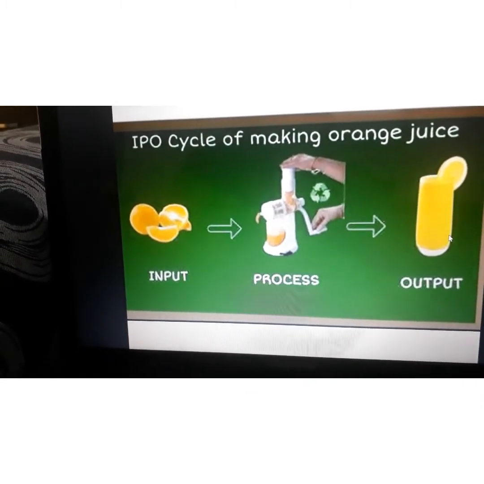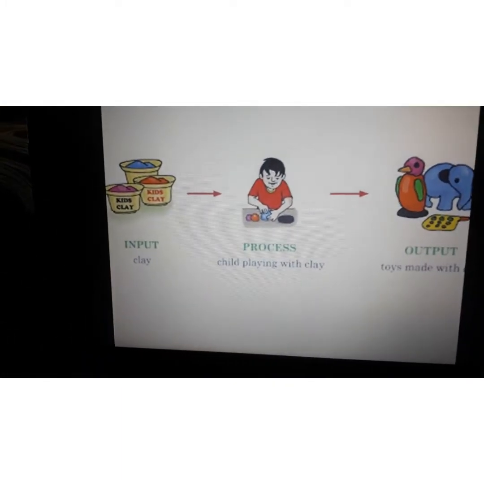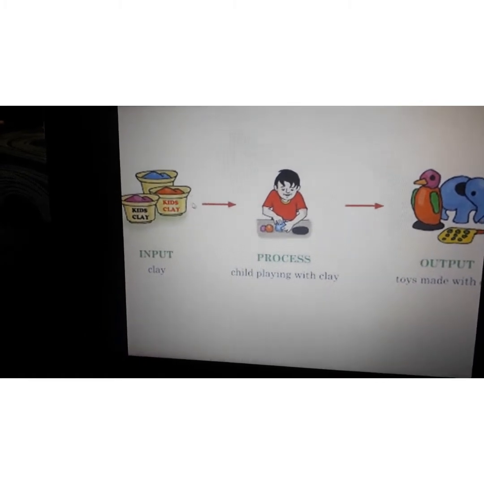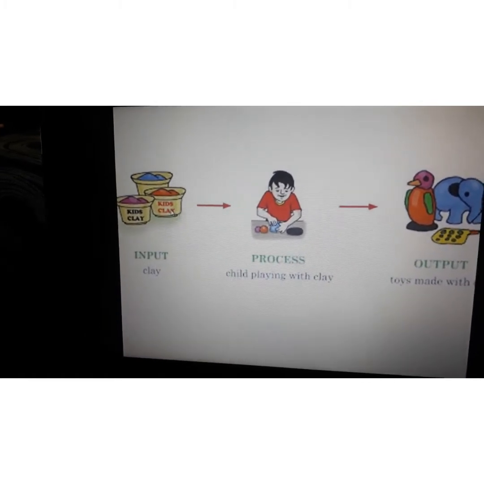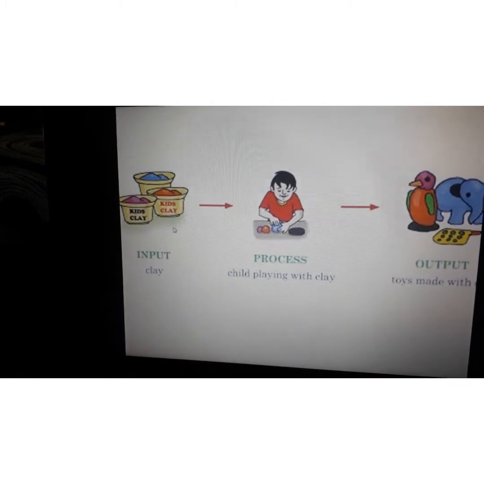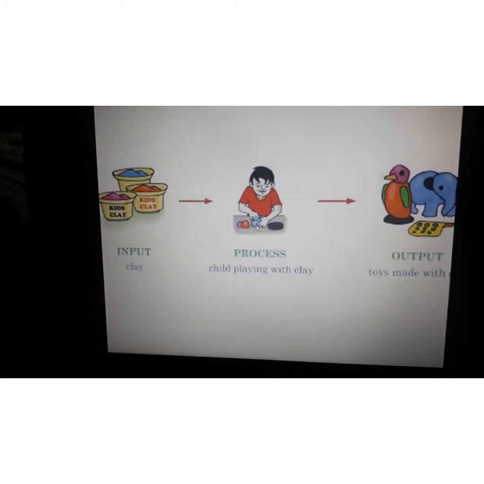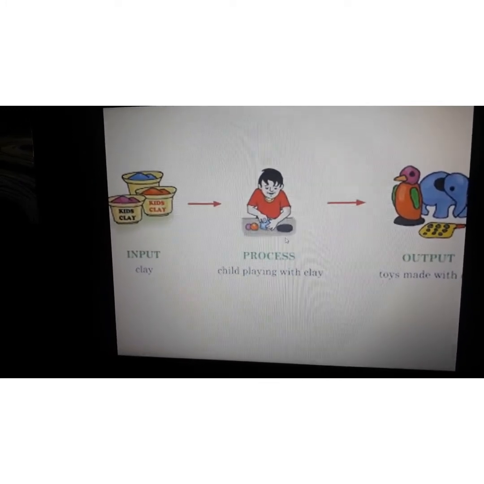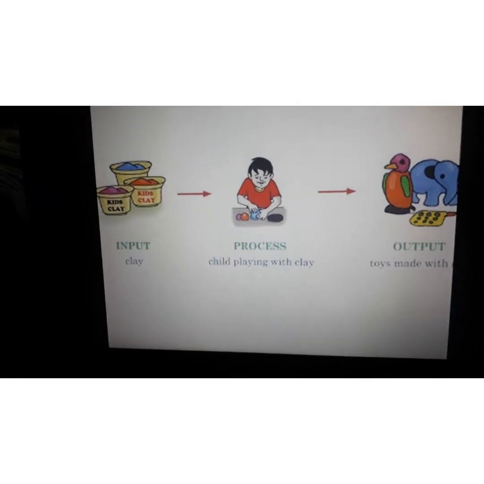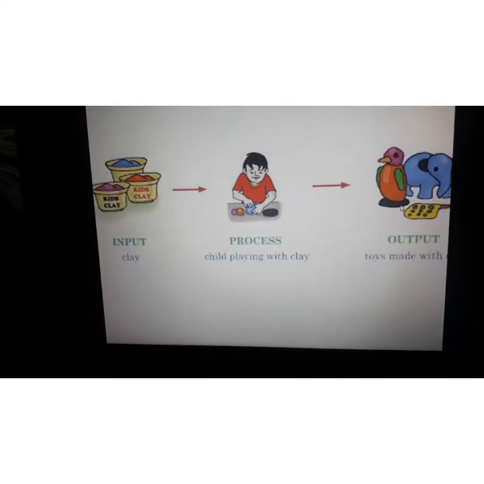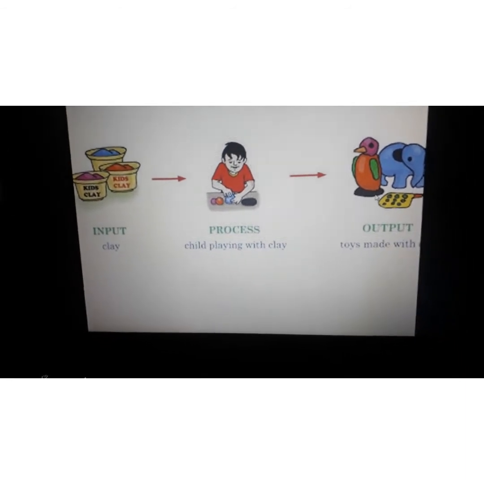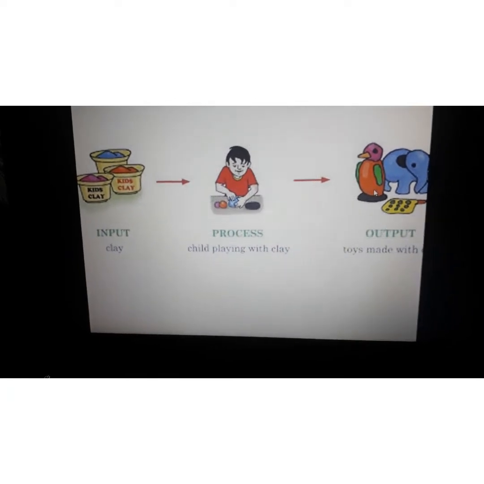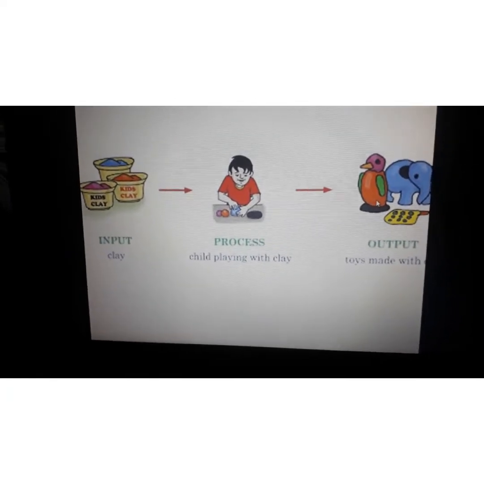Now the second example. See here, a child is playing with the clay. So what is the input? The input would be the clay. Since the child is making it with his hands, it is the processing that is happening. And the output, you can see the ready-made toys, the toys which the child has made. Yes? So input is the clay, processing by the child, and output the toys.